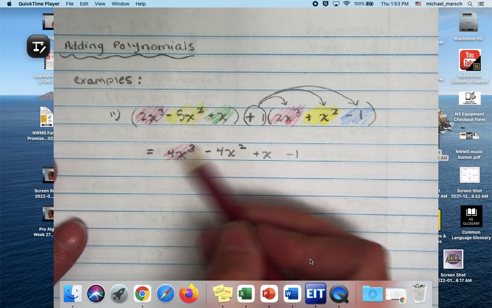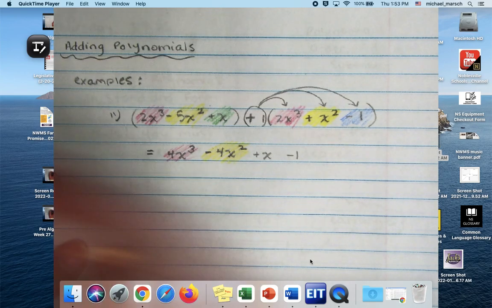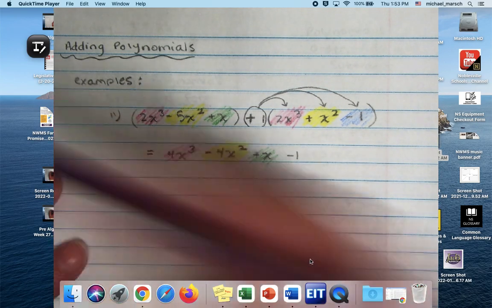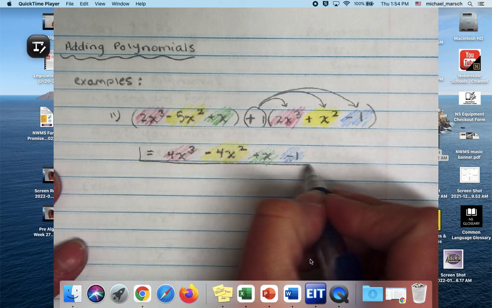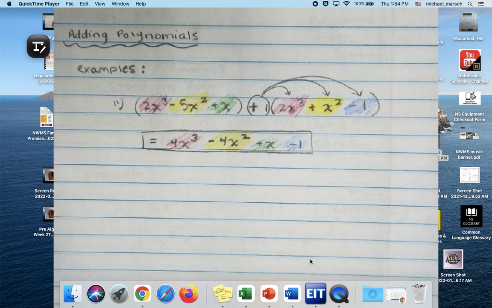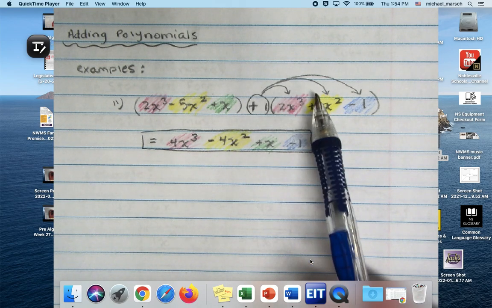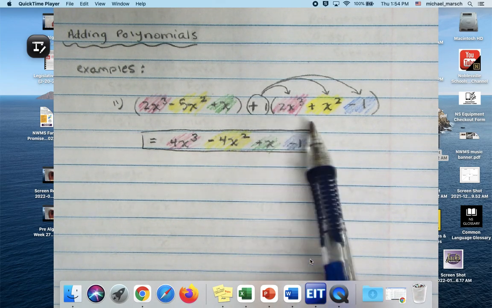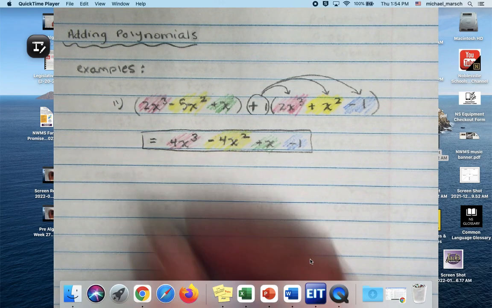So I combined these to get this value. I combined my yellows to get this value. And then the green and blue just came along for the ride. Nothing changed for them. And this is my answer. I feel like I went too fast over this positive 1 thing. Does everybody understand how, by distributing the positive 1, none of these values changed? Okay. All right, let's do another one.